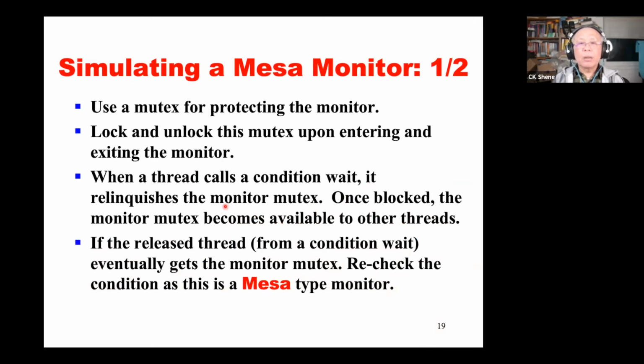Now, as we mentioned, the condition signal and condition wait follow the Mesa Monitor. If you are used to the monitor we discussed earlier, then simulating a Mesa Monitor is fairly easy. We use a mutex for protecting the monitor. Lock and unlock this mutex upon entering and exiting the monitor. When a thread calls a condition wait, it relinquishes the monitor mutex. That's automatically done. Once blocked, the monitor mutex becomes available to other threads. If the thread released from a condition variable eventually gets the mutex, it rechecks the condition, because this is a Mesa type monitor. Now, here's the code.